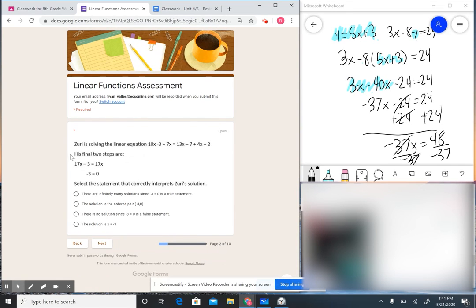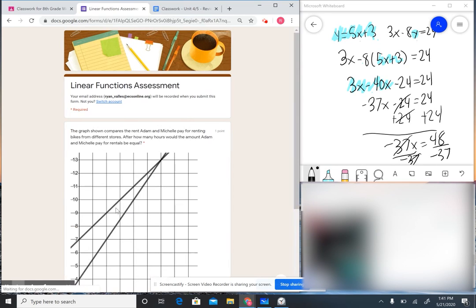Now, you can see here, you have to interpret an answer. Zuri solved the problem here. At the end, she gets negative 3 equals 0. What does that mean? I'm just going to click on something random.